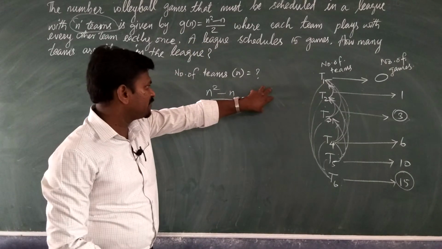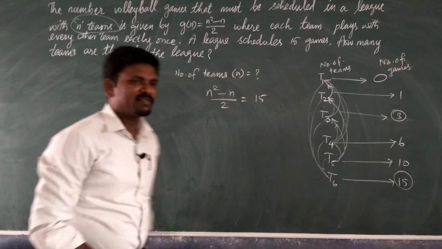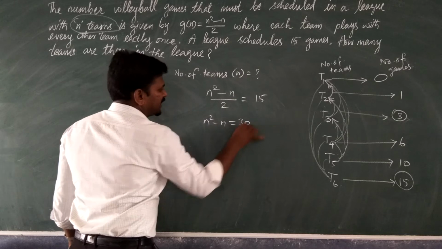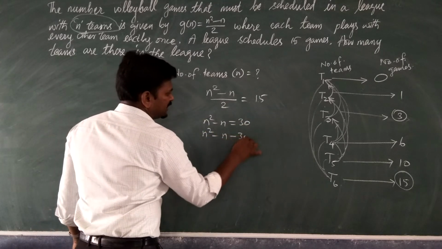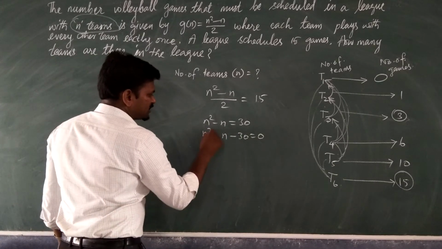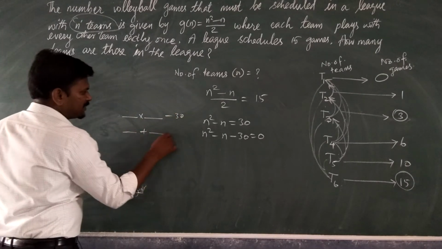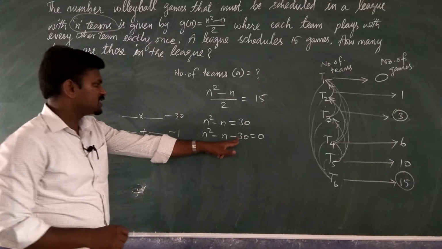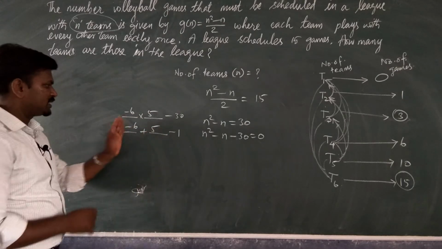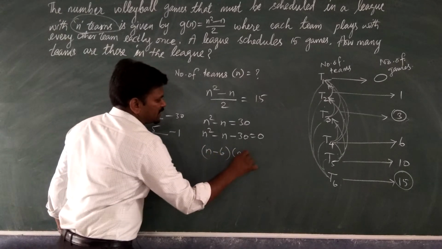So if the number of matches is 15, then the number of teams will be 6. We will check. So n² − n = 2 × 15, which is 30. n² − n − 30 = 0. Now this is a quadratic equation. The product of the two numbers is −30 and their sum is −1. Product −30, sum −1: −6 and 5. Their sum is −1 and product is −30. So (n − 6)(n + 5) = 0.